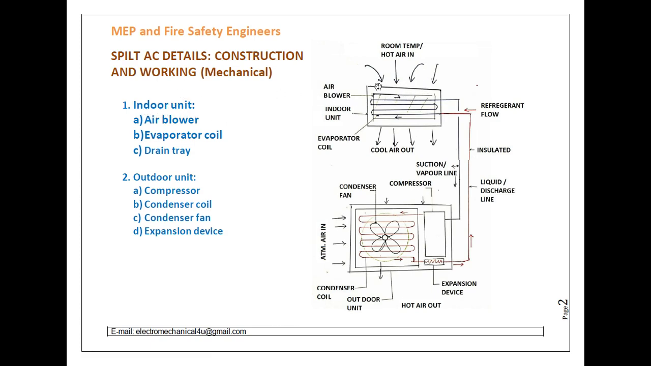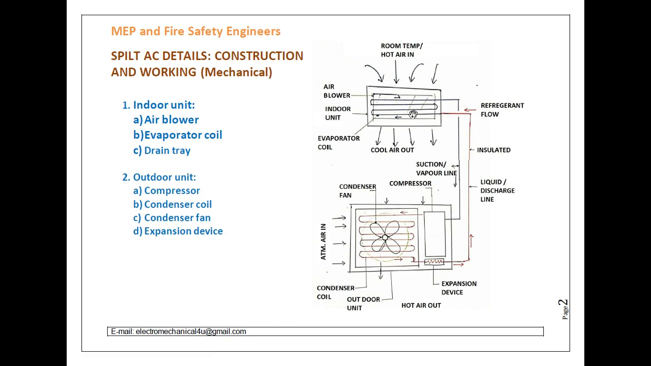There are two units. This is the indoor unit and the outdoor unit. This indoor unit is located inside the room where the room temperature has to be maintained. So that is why it's called indoor unit. This is the outdoor unit which is installed outside of the room. That's why it's called outdoor unit.